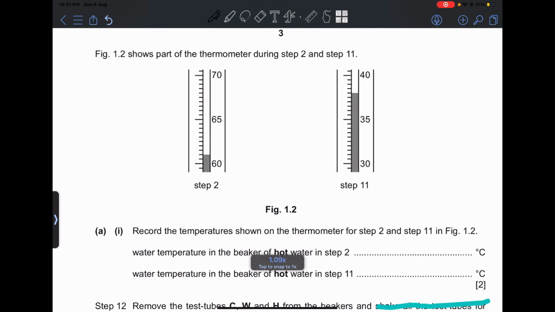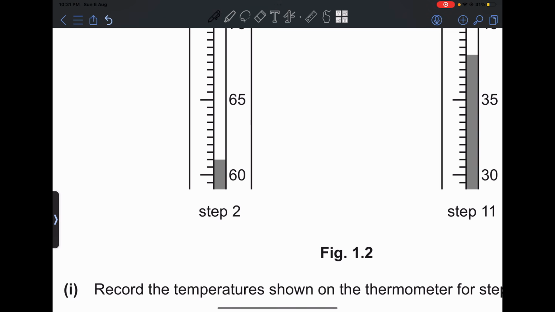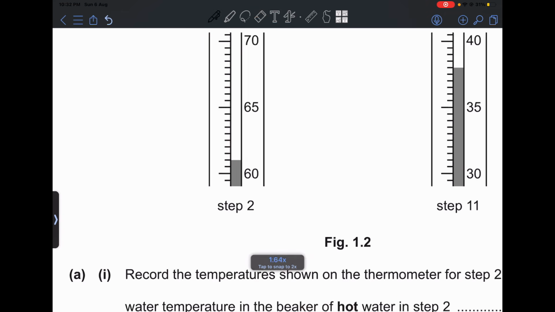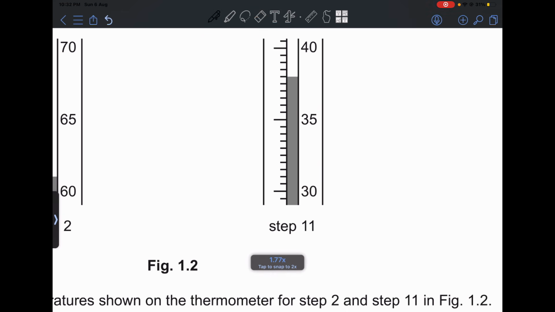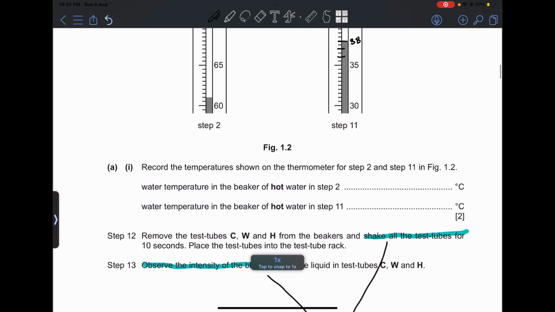Many students made a mistake in this step 2 answer. They wrote it down as 62, but this is actually an incorrect answer because it's supposed to be 61, not 62, because two of these dashes make up 1 degree. So our answer is supposed to be 61. This is 62, this is 63, and so on. Please make sure to focus on these small things. Let's see step 11 over here. This is 36, this is 37, this is 38. So our answer is going to be 61 and 38.